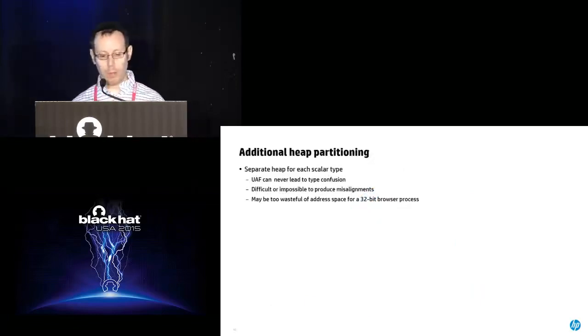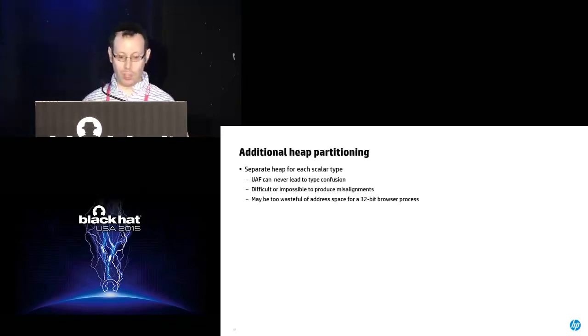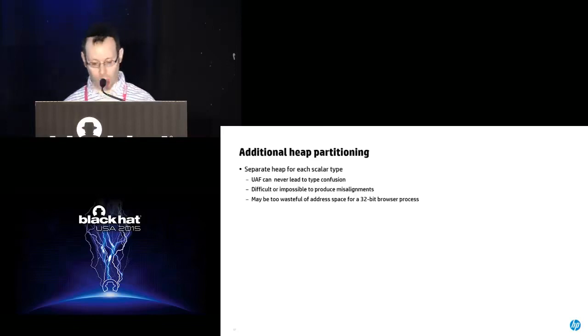Finally, we recommend taking isoheap to the next logical step by creating additional separate heaps. Ideally, one could have a separate heap for each scalar type. This would bring two great benefits. First, a UAF condition could never lead to type confusion, since every type is confined to its own heap. Secondly, since each heap consists entirely of objects of homogeneous size, misalignments will not arise.